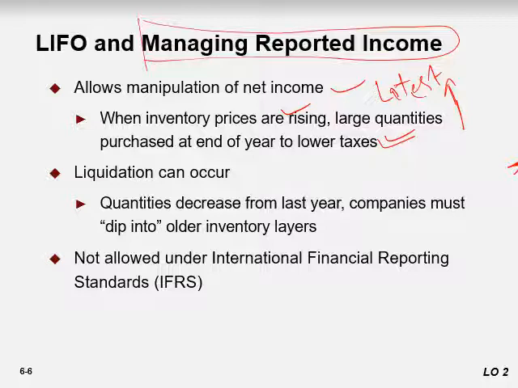Quantities decrease from last year. Companies must dip into older inventory layers. What does it mean? If a company or business is having a bad year, management may wish to report higher income. How? The company can delay the purchase of high cost inventory until next year. So this avoids decreasing current year income, right?